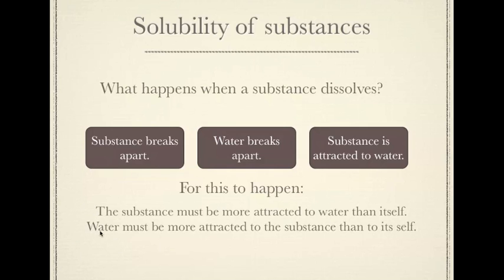The second thing, water must be more attracted to the substance than to itself. If we don't have water being attracted to the substance, and it's more attracted to other waters, it won't be able to go in between the waters. So we want the substance to be able to pull water away from other waters, and we also want this water to be able to pull substance away from the other compounds of that substance as well. So let's go have a look at the three different things that dissolve. This is how they dissolve, basically breaking apart and being attracted to water. The next one is the three types of compounds which dissolve in water.